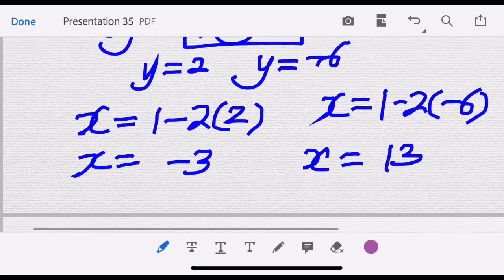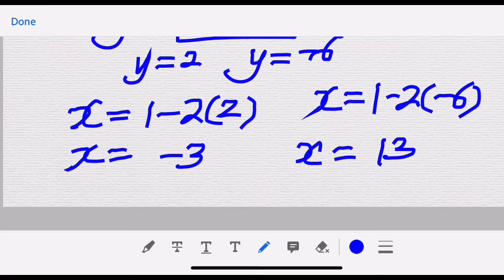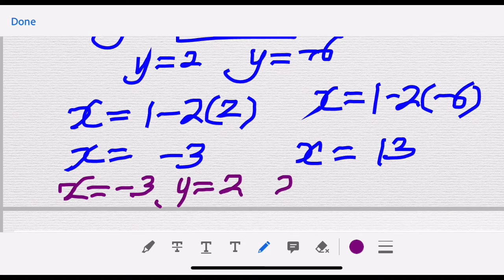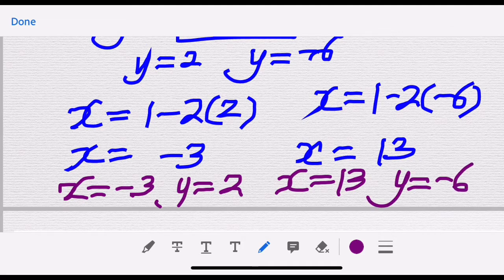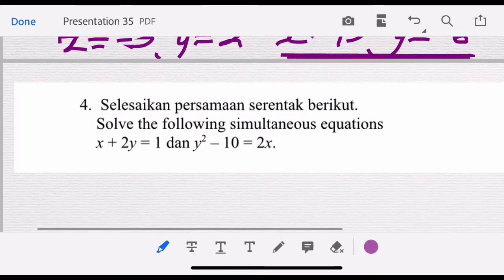So the answer given was wrong. Let's write the answer in order. So our answer is x is negative 3, y is 2. Then x is 13, y is negative 6. So please double check the answer there. I think some of the answers were not right. So you have to check carefully, don't just follow the answer.